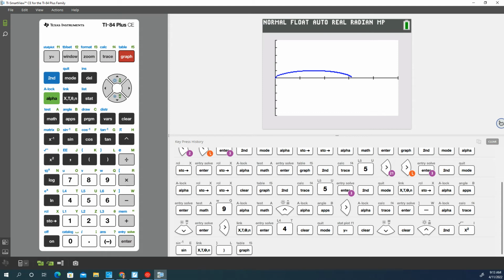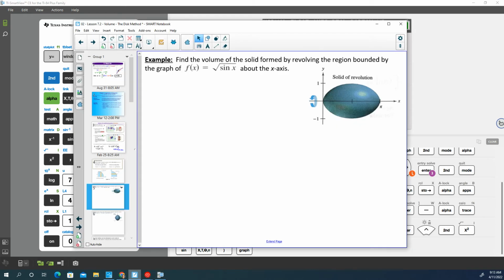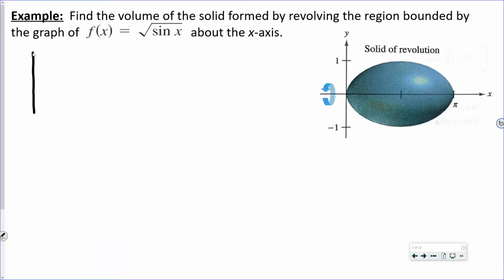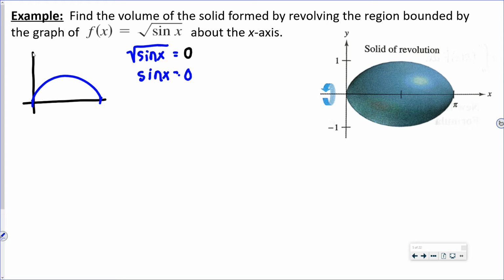So I always start by sketching the region and labeling which axis we're rotating around. Okay, so the region looks something like this. And I might not know exactly where this intersects the x-axis, but how I could find that is I could figure out where my curve is at my points of intersection. Technically, when it intersects the x-axis, y is 0. Square both sides. We get the sine of x equal to 0.